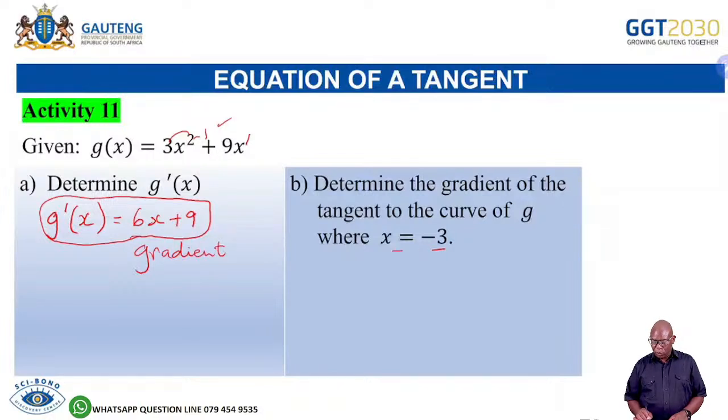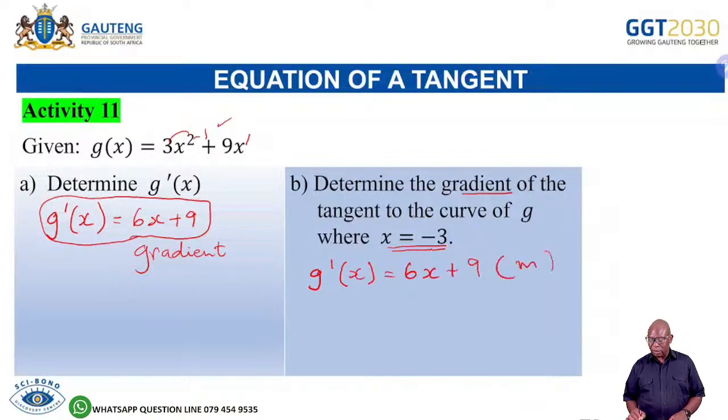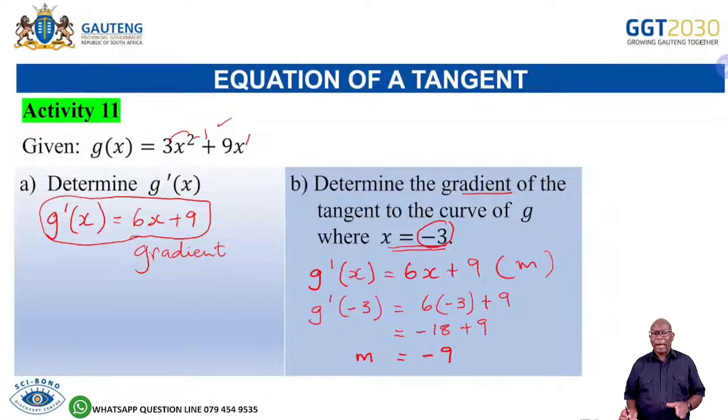So here I'm looking for the gradient at a point. Meaning that I must use this formula here, the derivative that I got there, because this is nothing else but the gradient. So at this point x equals -3 means that my input is -3. So I'm going to get 6 times -3 plus 9, so I'm going to get -18 plus 9. My answer there will be -9. What is that -9? It is the gradient at a particular point.